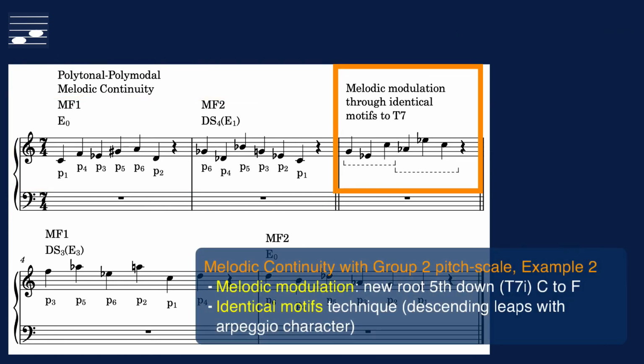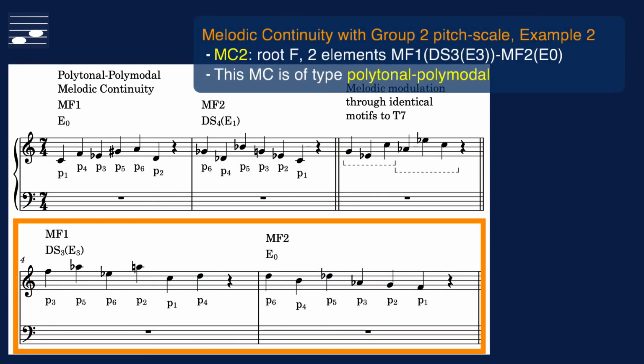We modulate to the root F, a perfect fifth below, and use the identical motives approach to melodic modulation. These are the descending leaps with arpeggio character. The second melodic continuity phrase also consists of 2 elements. Now melodic form MF1 is applied to the modal derivative scale DS3 from expansion E3, and then we apply MF2 to E0. Note how we have achieved a richer collection of pitches. Selection of the appropriate modal scale will determine how close the similarity is between the original and modal derivative scale.